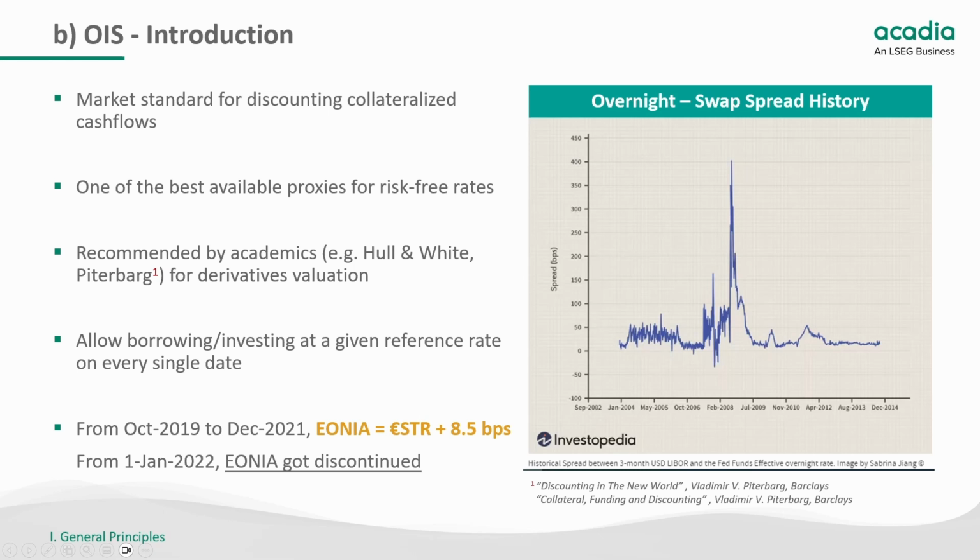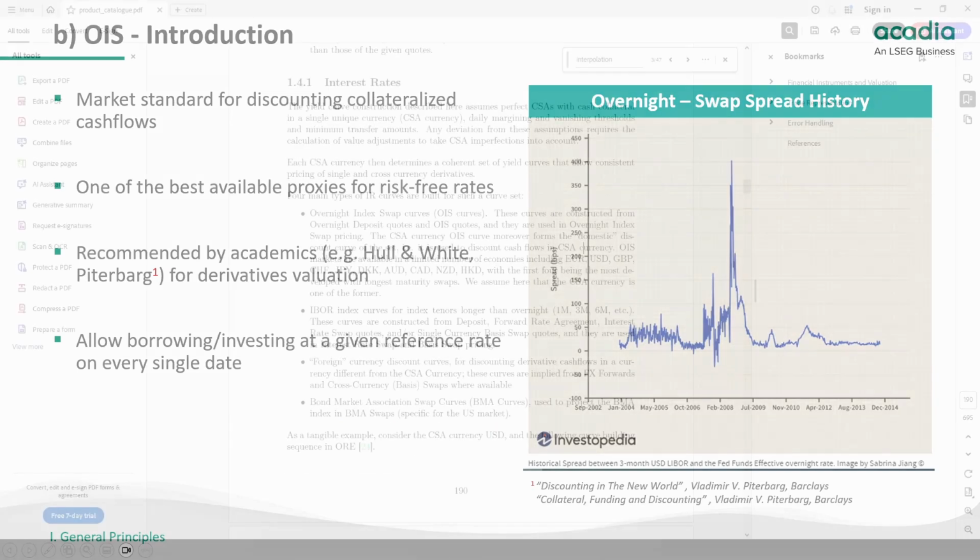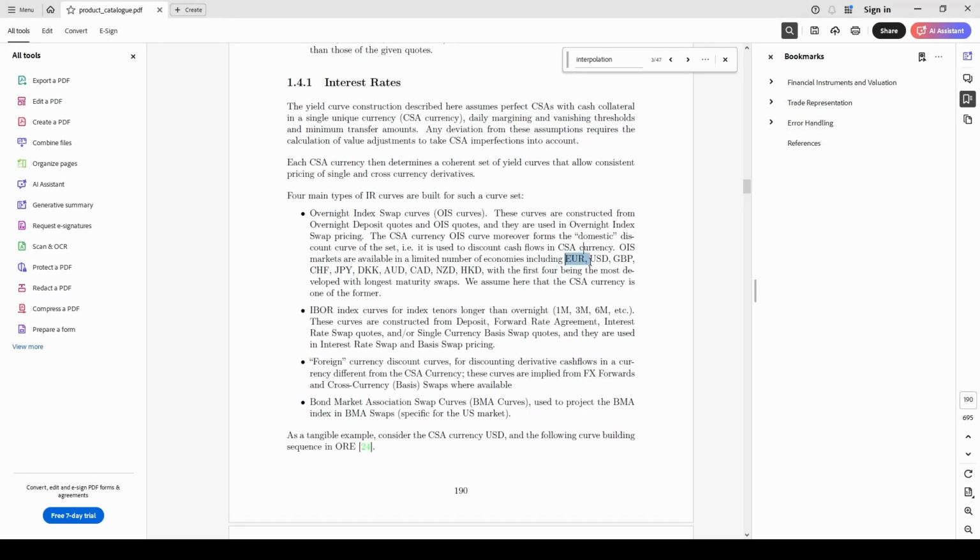And the reason why we still use the Eonia for this specific example is because the valuation date of our calculation is the 24th of June 2021, so during the transition period. That's as simple as that. And actually in ORE we only support 10 currencies for OIS, with the first 4 being the most developed.